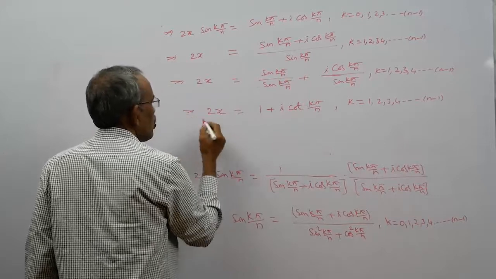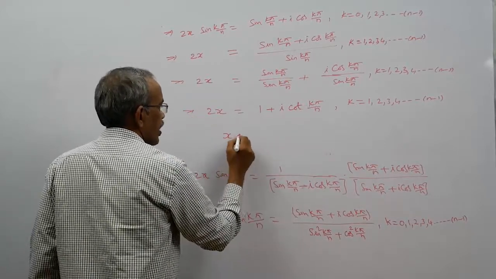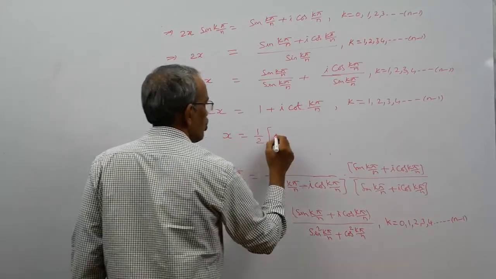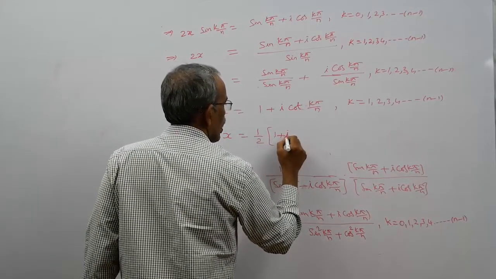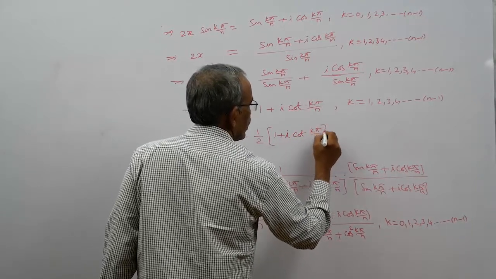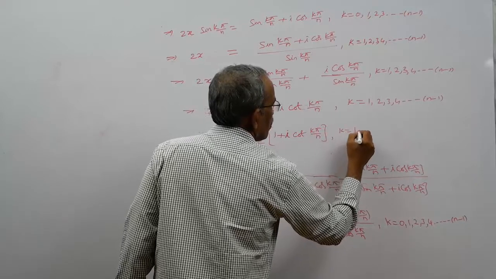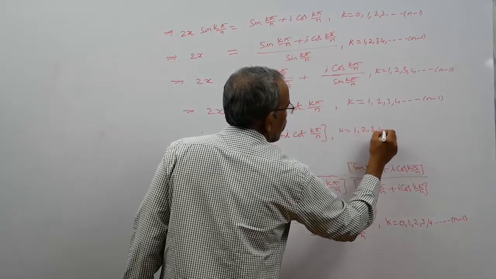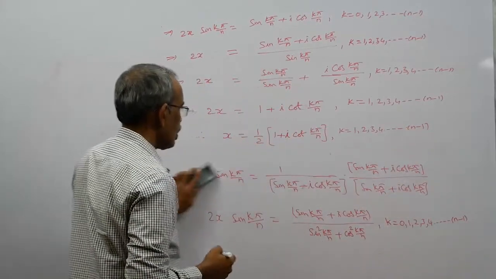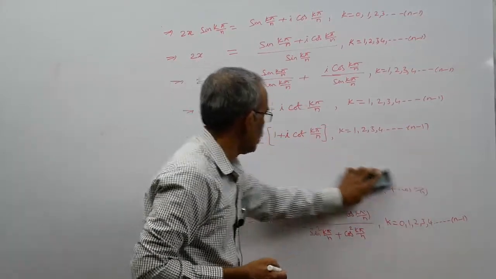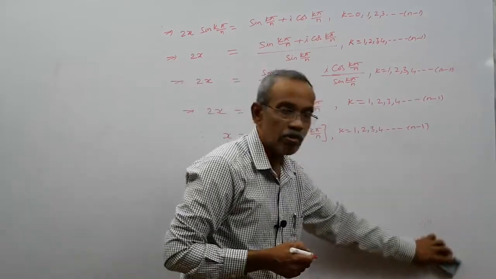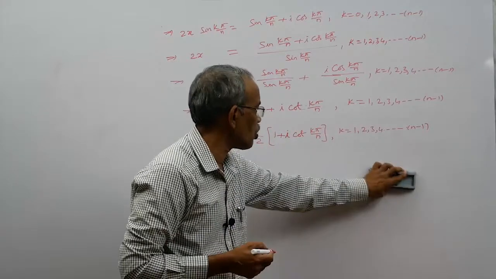Finally, we have to write the value of x. x is equal to 1 by 2 into 1 plus i cot kπ/n, where k is equal to 1, 2, 3, 4 up to n minus 1. This is the solution for the equation. The given equation is (x minus 1) whole to the power of n is equal to x to the power of n.